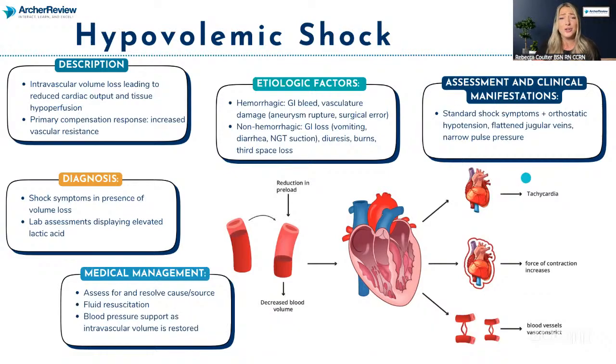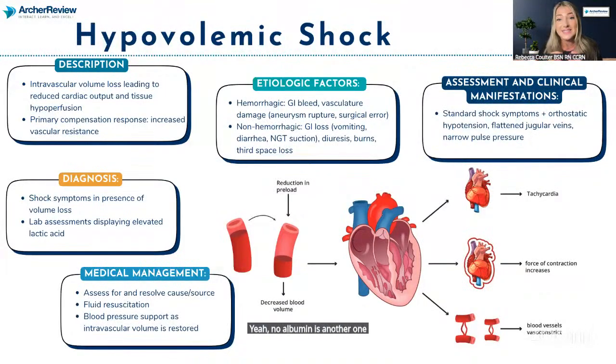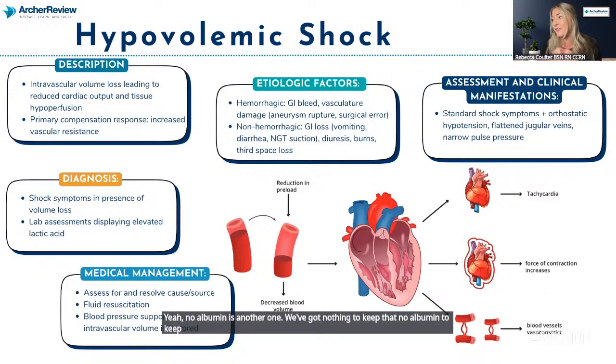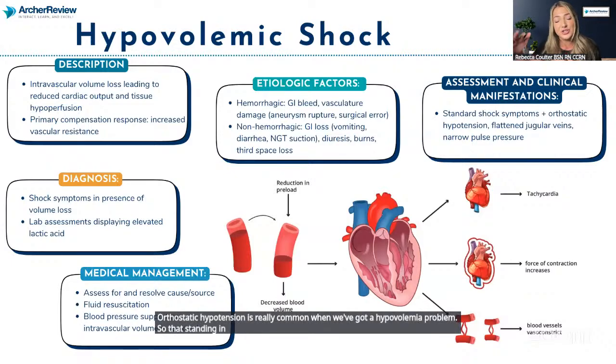So what are they going to look like? They're going to have these standard shock symptoms. No albumin is another one. We've got no albumin to keep the fluid in the vascular space. Orthostatic hypotension is really common when we've got a hypovolemia problem. So that blood pressure change for standing really is affected. Flattened jugular veins, meaning we don't have a lot of volume in those veins, and a narrow pulse pressure.